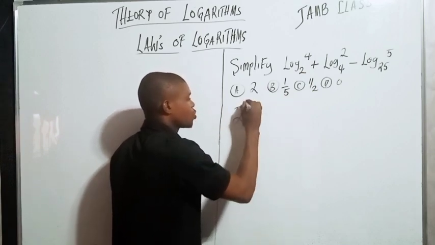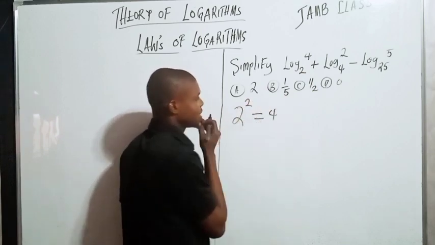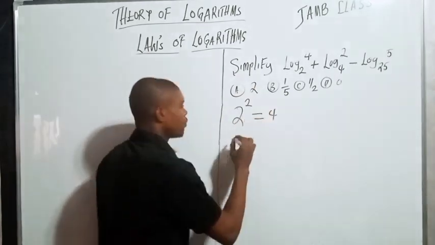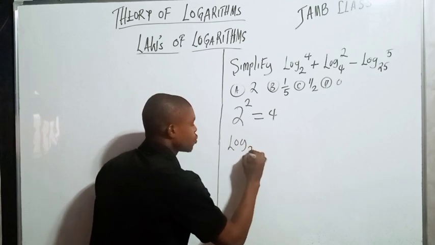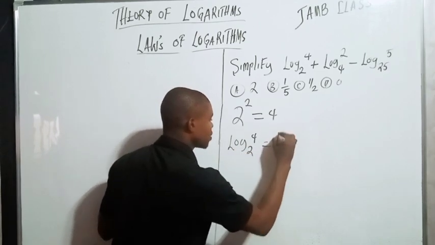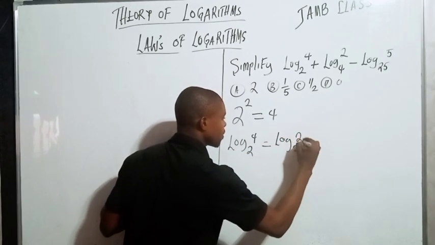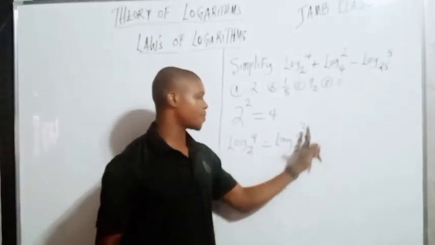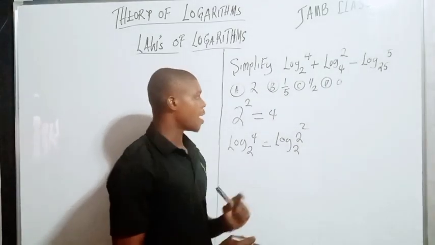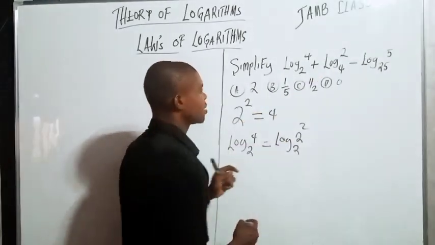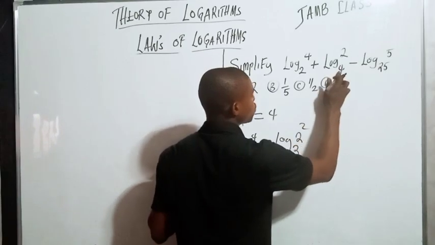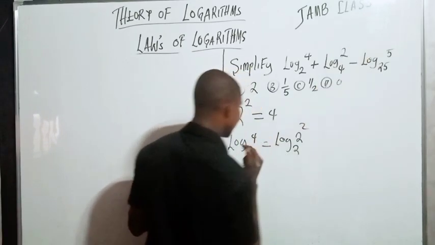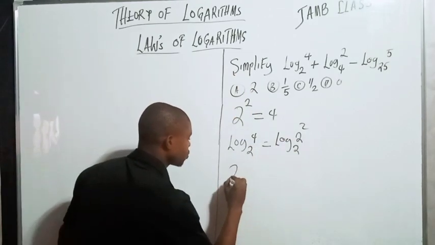Remember, 2 raised by 2 is 4, right? So here I'm going to have log 2 raised by 4, which is the same thing as log base 2, 2 raised by 2. Now the same picture the other way. If I want to change this to have 4 here, now it's going to be 2.